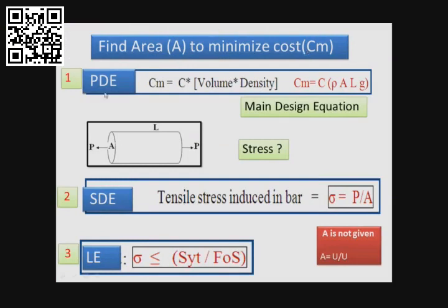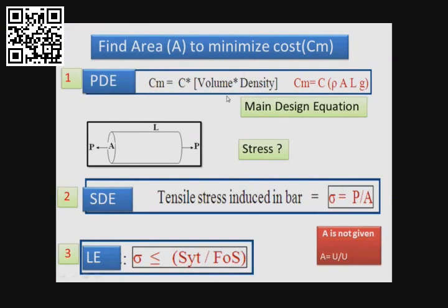So the first step is to form the primary design equation. What is the primary design equation? It is what we need to optimize. Here we need to optimize the cost, we need to minimize the cost. So total cost is given by cost per unit weight into mass. Mass is given by volume into density.